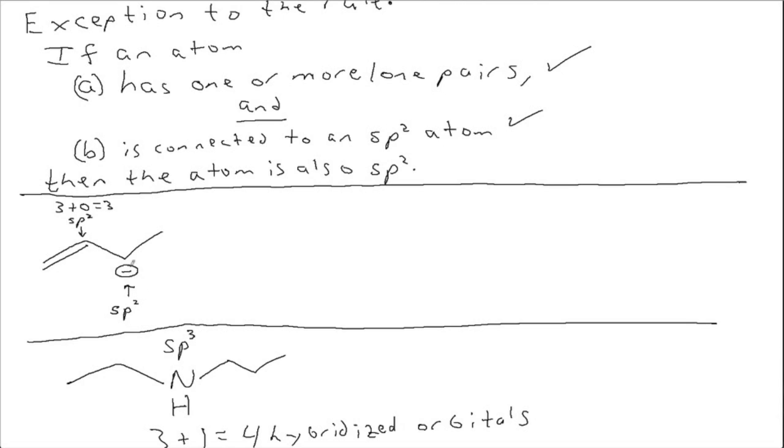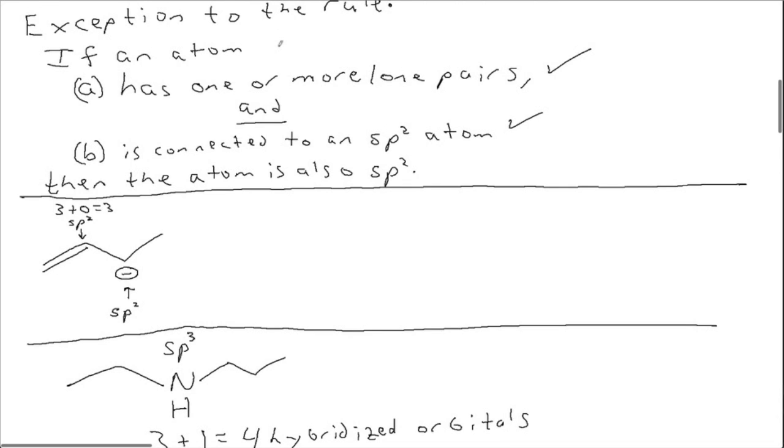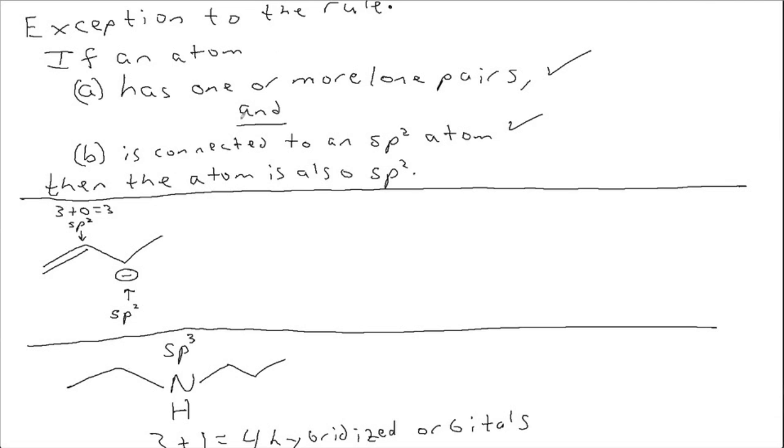That doesn't match the rule. The rule would have said it's sp3, but the exception takes precedence here. So that's an example of how the exception works. Because of these 2 things, this atom would be sp2. So let me show you another example.